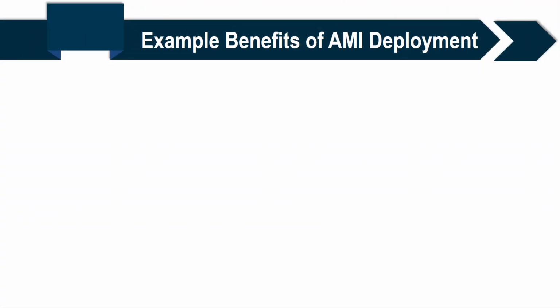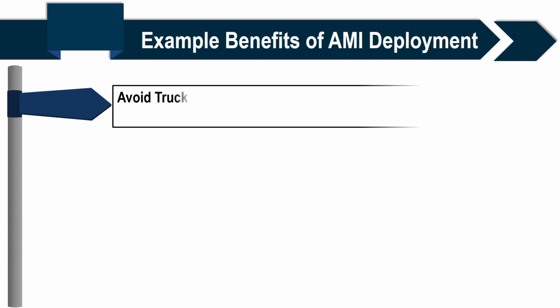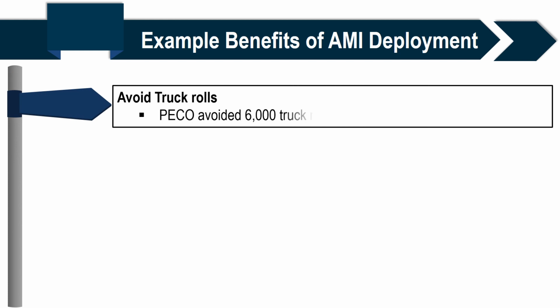The other fringe benefit is that it avoided truck rolls. Almost 6,000 truck rolls were avoided by PECO because now the utility is able to get the analytics and the data and make use of it instead of sending their employees to different locations to understand the fault, understand whether the asset is working or not.